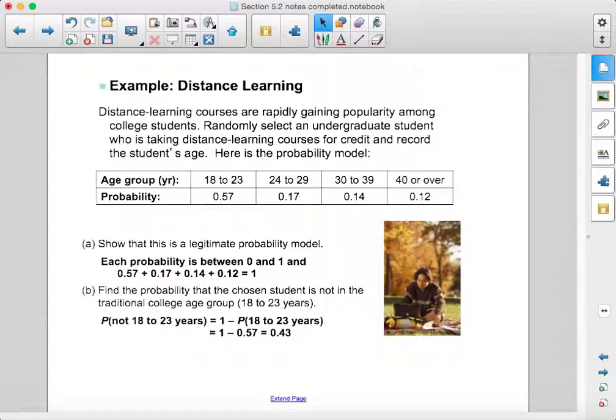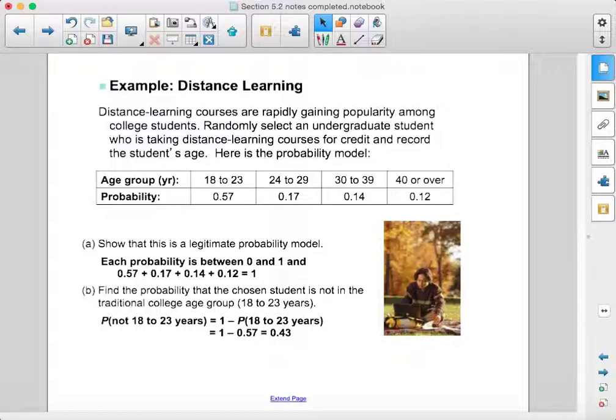So in this example shown on this slide, you're given a probability model, and you're asked to show that this is a legitimate probability model and then find a particular probability. To show that this is a legitimate probability model, we just need to recognize that each probability is between 0 and 1, and if I sum all the probabilities together, it does equal 1. So those two facts combine to tell me that this is a possible, real probability model.